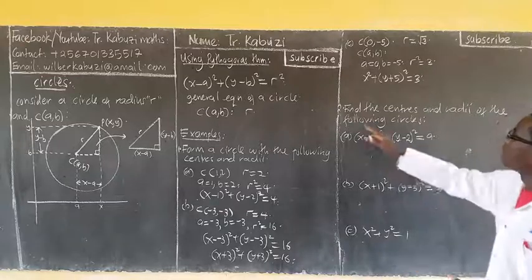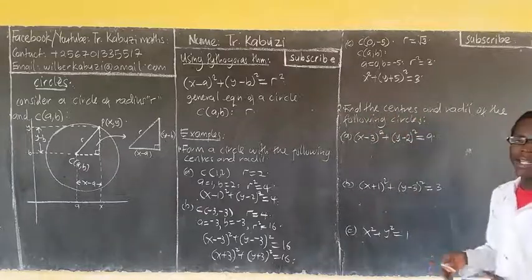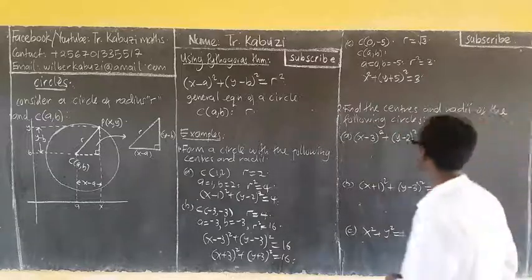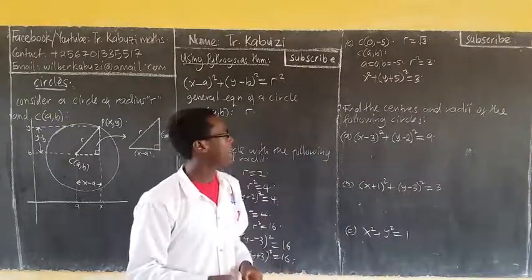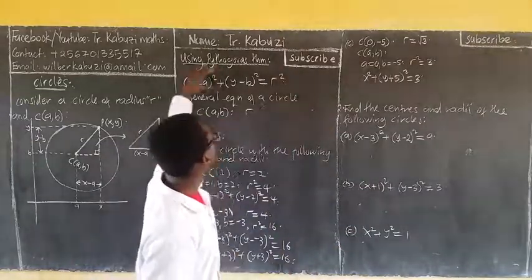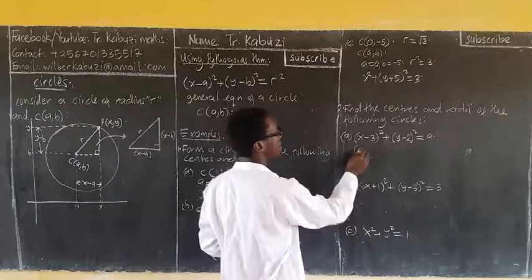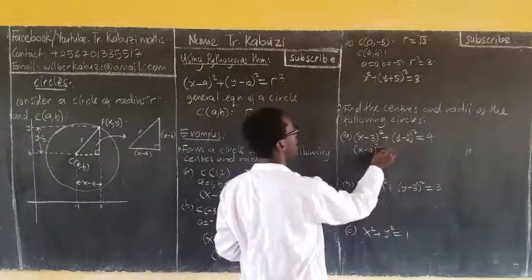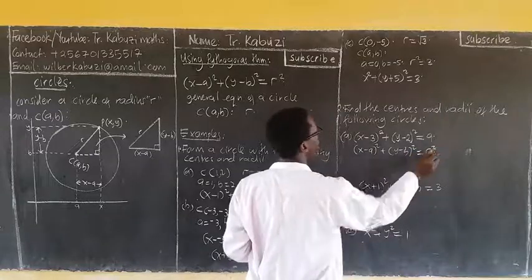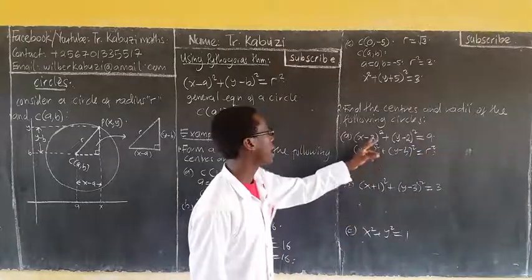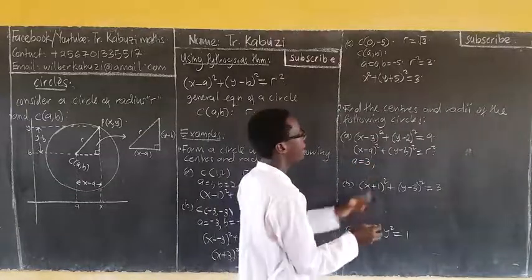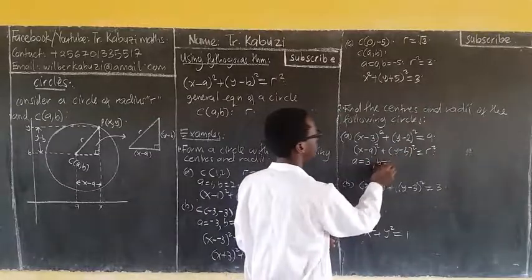Now, the next example is find the centers and radii of the following circles. The first circle they are giving us is this. For this one we just need to compare with the general equation, which is (x minus a) squared plus (y minus b) squared equal to r squared. You see that if I compare here, my a is 3, my a is 3, comma, my b is 2.